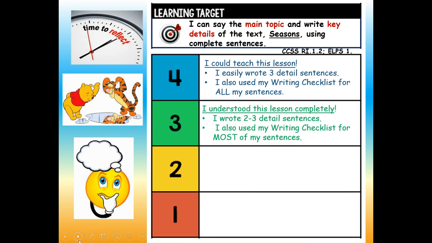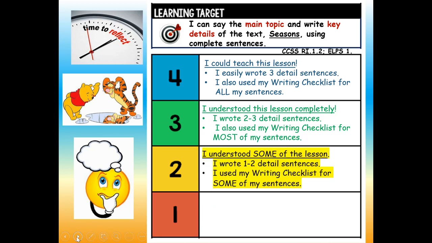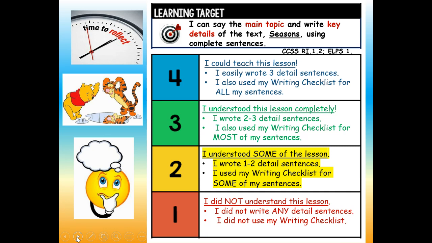Would you give yourself a 3? I understood this lesson completely. I wrote two to three detailed sentences. I also used my writing checklist for most of my sentences. Or would you give yourself a 2? A 2 means I understood some of the lesson. I wrote one to two detailed sentences. I used my writing checklist for some of my sentences. Or would you give yourself a 1? I did not understand this lesson, and I did not write any detailed sentences, and I did not use my writing checklist. How do you think you did? 4, 3, 2, or 1?